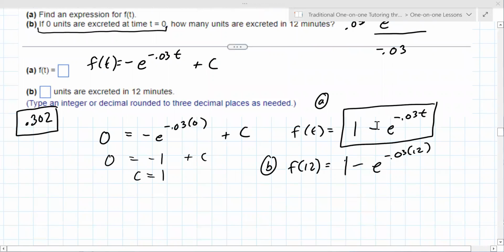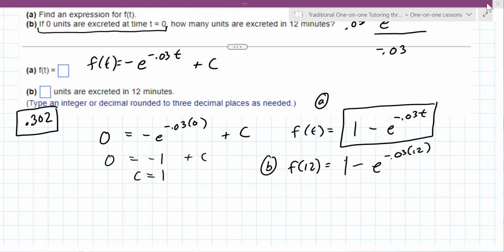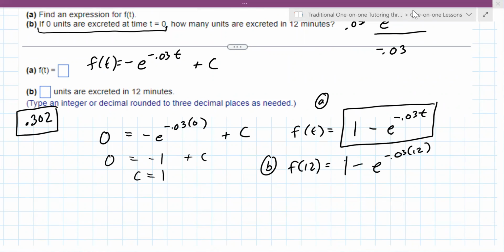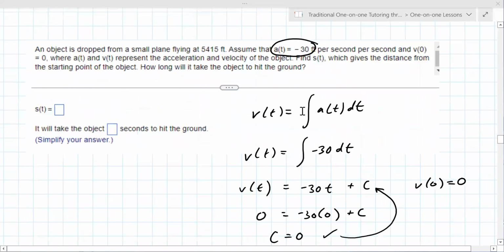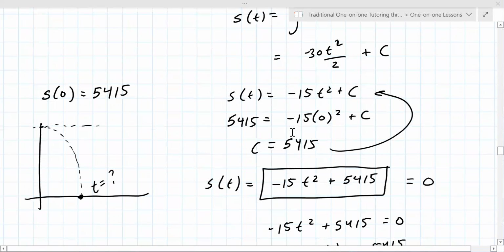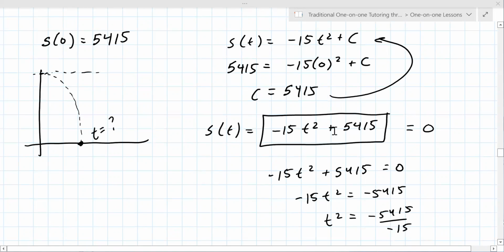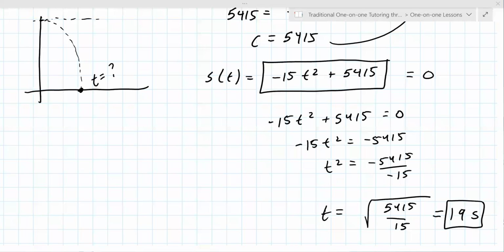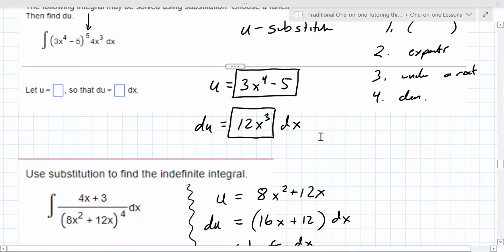Oh yeah, there it is. 1 minus e to the 0.03t. Yeah, that's the derivative. Okay, 0.302. And then this one here, minus 15t squared. Yeah, that works for that. We have 0, 0, 5, 4, 1, 5. Okay. And then that was really nice. So just 19. I circled the Gotcha. Yes, got that. All right, then we moved into u-substitutions.